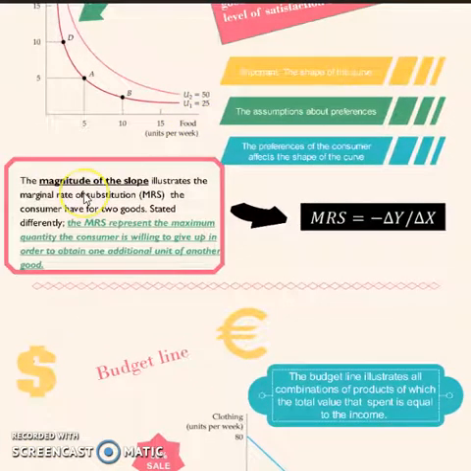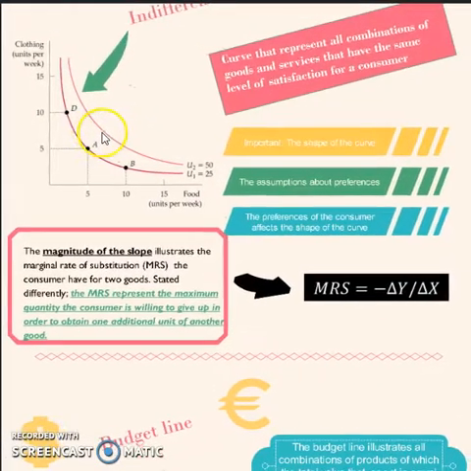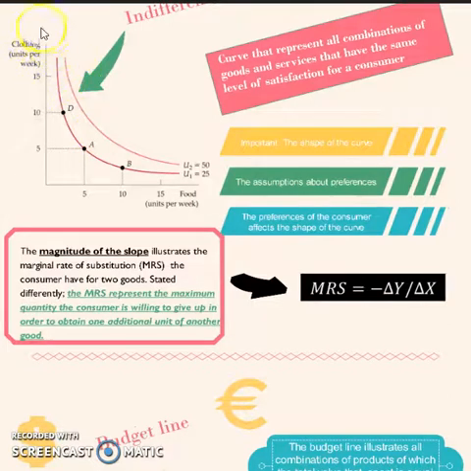What we then have is the slope of the indifference curve. So the magnitude of the slope illustrates what we call the marginal rate of substitution. And that basically means it illustrates what quantity of one good the consumer is willing to let go in order to get one more unit of another. So in this case, we'll see how many units of clothes the consumer is willing to let go in order to get one more unit of food. And the MRS is calculated by the change in Y over the change in X.